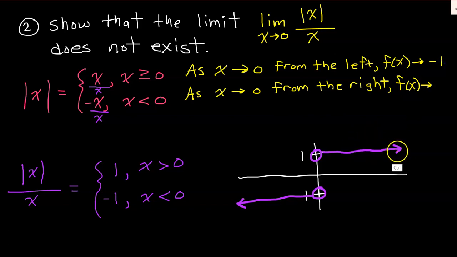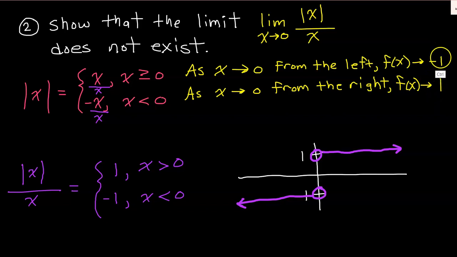Now, as x approaches 0 from the right, the value of the function is 1 the entire time. So if it's 1 the entire time, then we can definitely say that f of x approaches positive 1. Notice that these values are different.